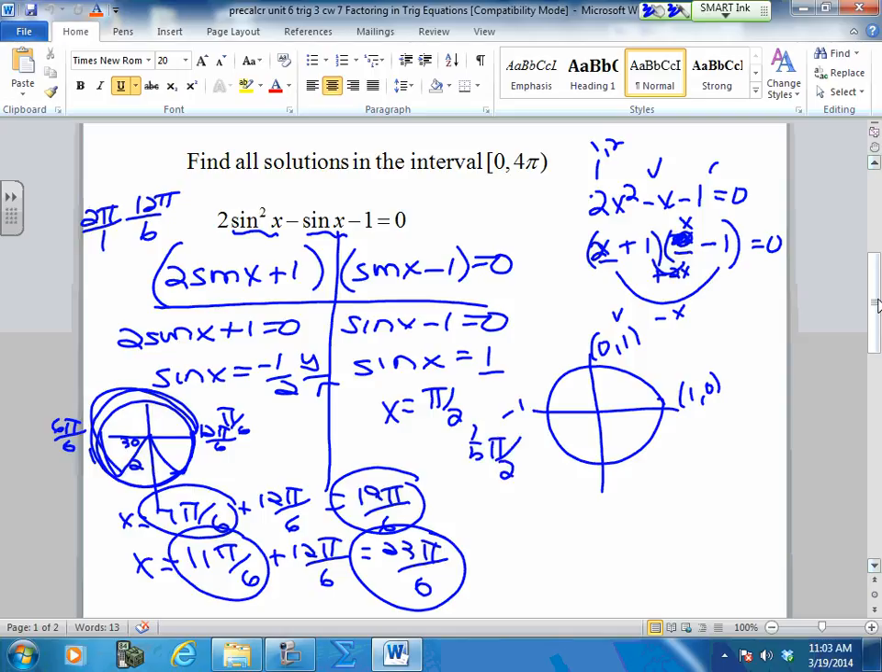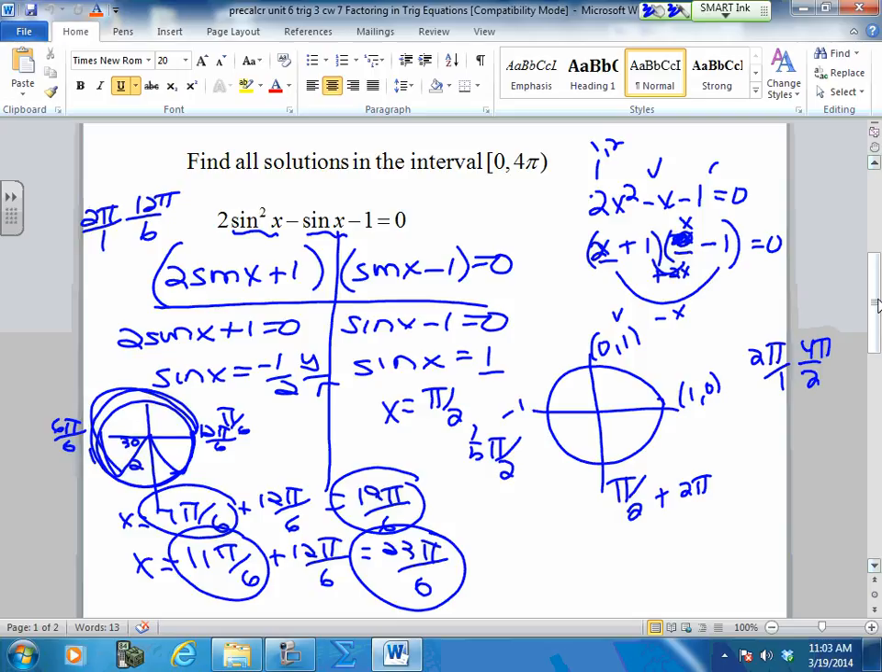I could take pi over 2 and add 2 pi. So I would take my 2 pi and convert it to a denominator of 2, 4 pi. So what is 1 pi and 4 pi? 5 pi over 2. Either way you like to do that, if you're only going one more circle, it's a little easier. Pi's and pi over 2 are easy. You don't have too many of them to go through.